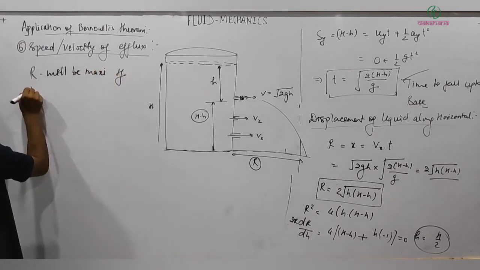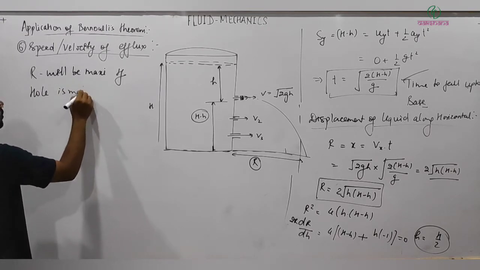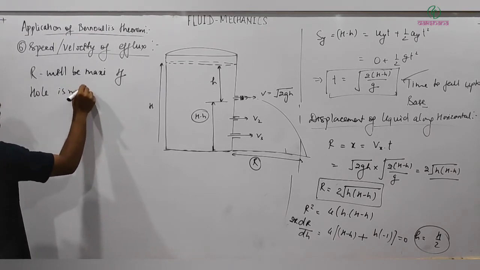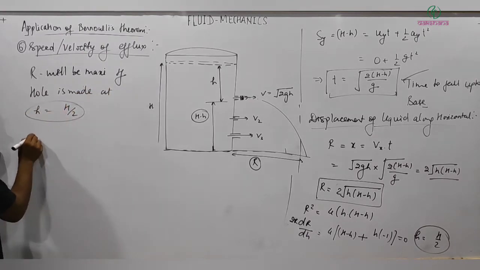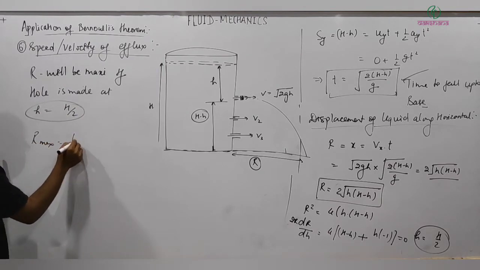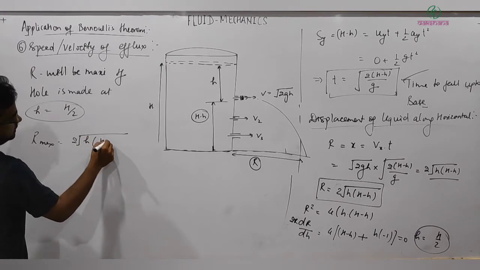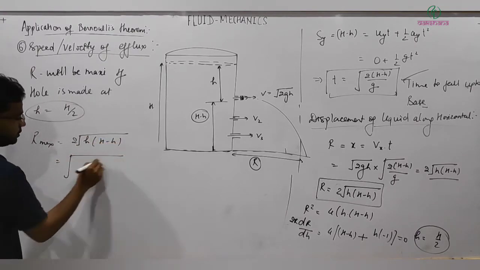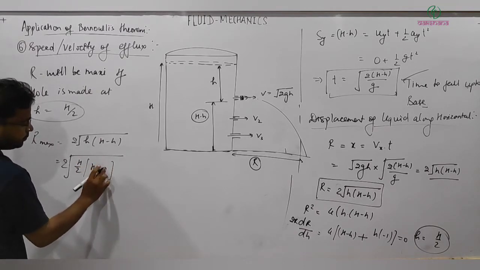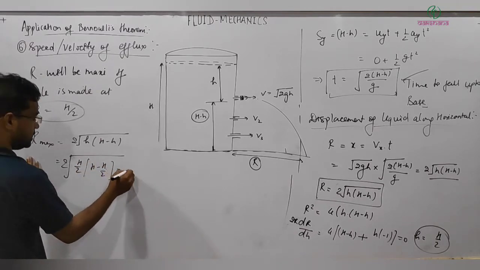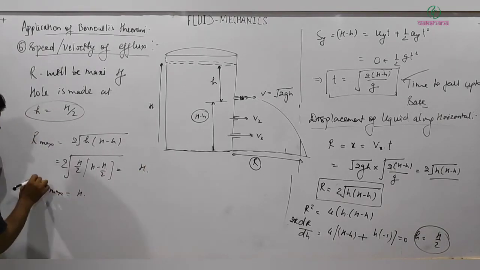if the hole is made at small h equal to capital H by 2, and we can get R max, that is equal to 2 under root small h into capital H minus small h. Substituting the value, 2 under root h by 2 into H minus H by 2, that is H by 2, this comes out to be basically capital H, so R max is equal to capital H.